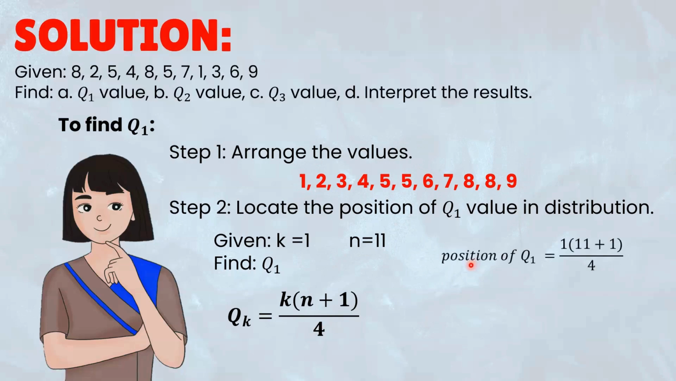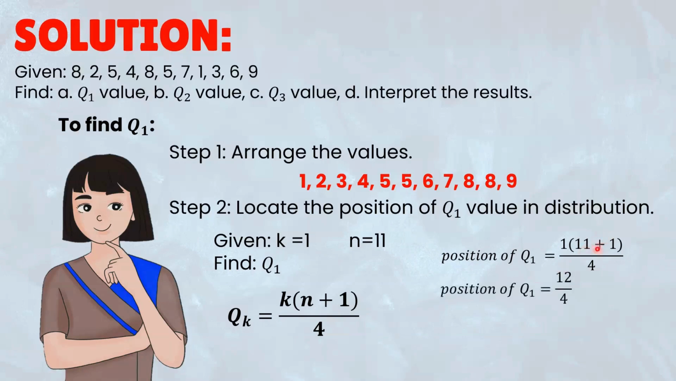So, take note that our formula only gives us the position of our quartile 1 value. So, position of quartile 1 is equal to 1. Our k here is equal to 1. We are following this form: k is replaced by 1 times the quantity, n is replaced by 11, plus 1, copy the rest of the formula, over 4. Then perform the operation.